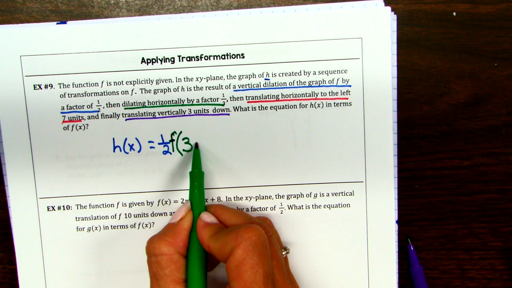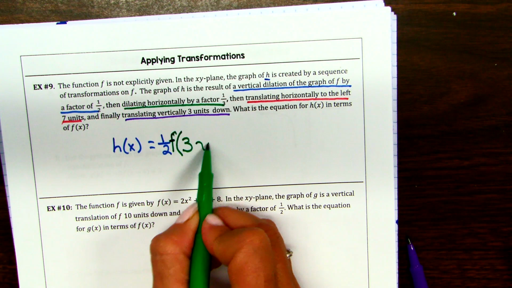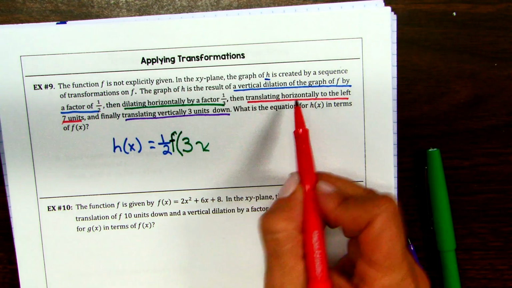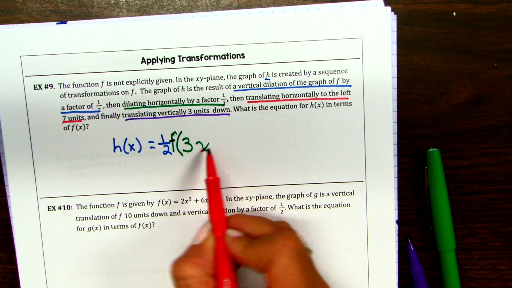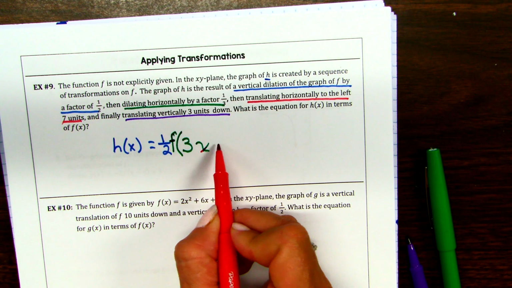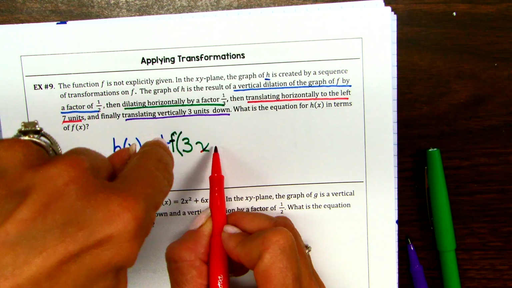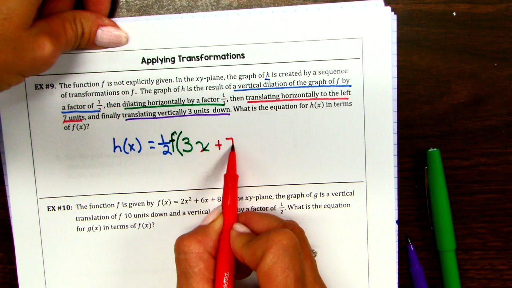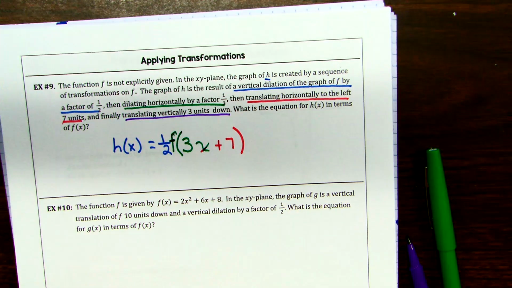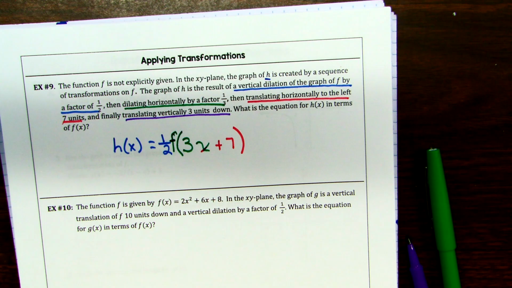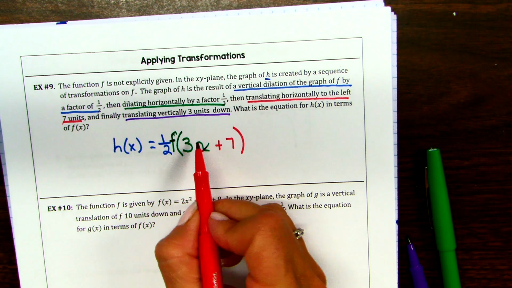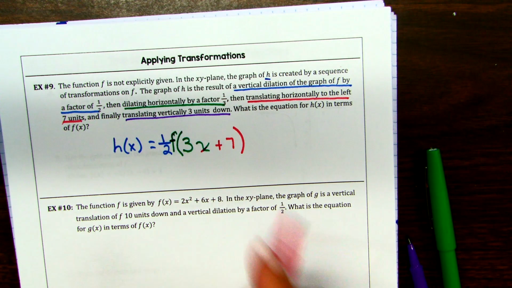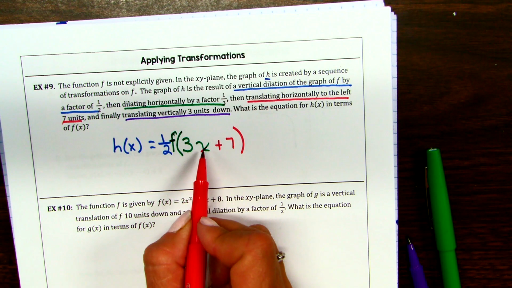Okay? And then it says we're going to translate horizontally to the left. What direction would that take us? I mean, we know it's going to the left, but what would we write in here? What do you say? Yeah, addition. Plus 7. But there's one other thing to make this exactly right that we have to do. Yes, we will get to that. But inside the parentheses, doesn't it look a little different?